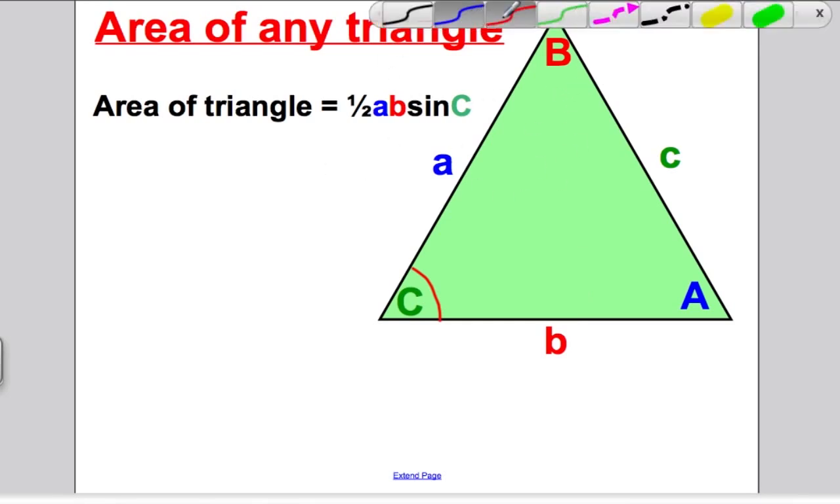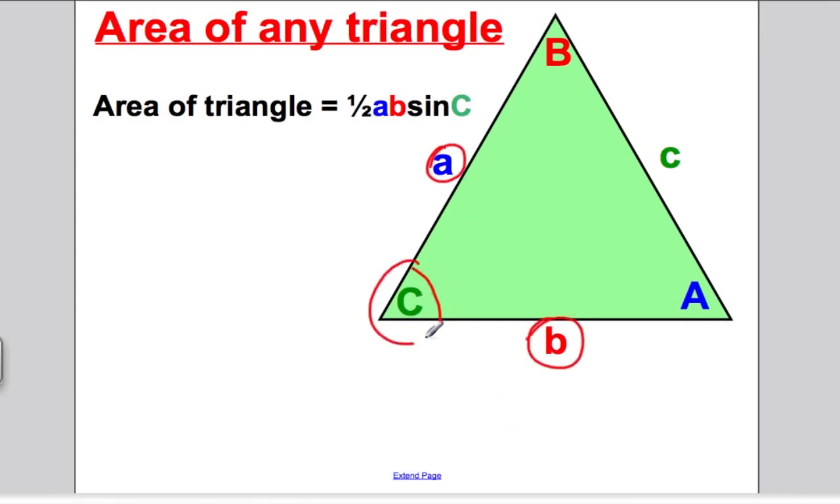What you need to know to be able to do this is you need to be given 2 sides and the angle in between. If you are, the area of that triangle is simply a half times one of the sides you know, times the other side you know, times sine of the angle in between. Now, it doesn't have to be AB and sine C. Rearrangements of this could be a half BC sine A, because A would be in between B and C, or a half AC sine B. All of those would get you the right answer here.